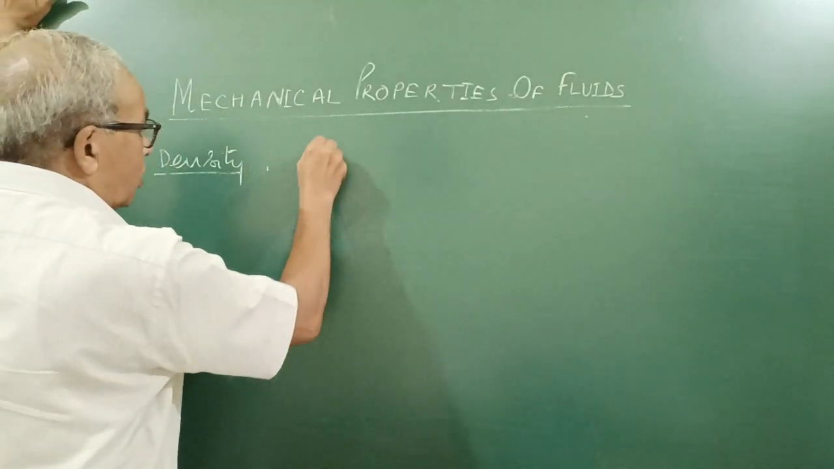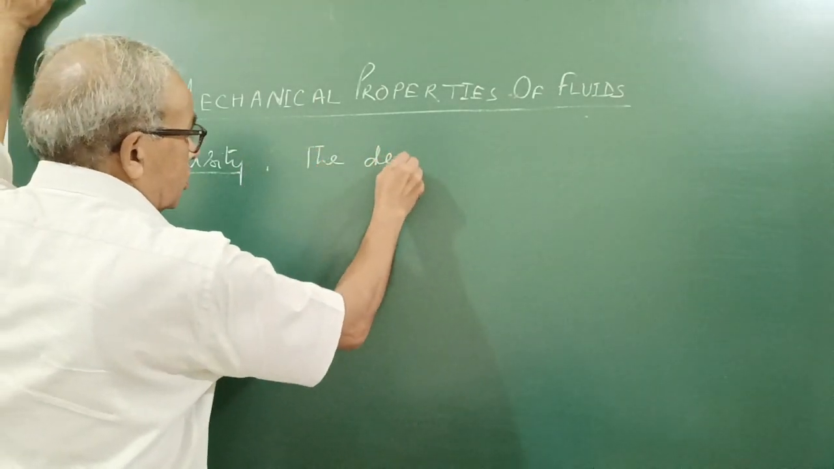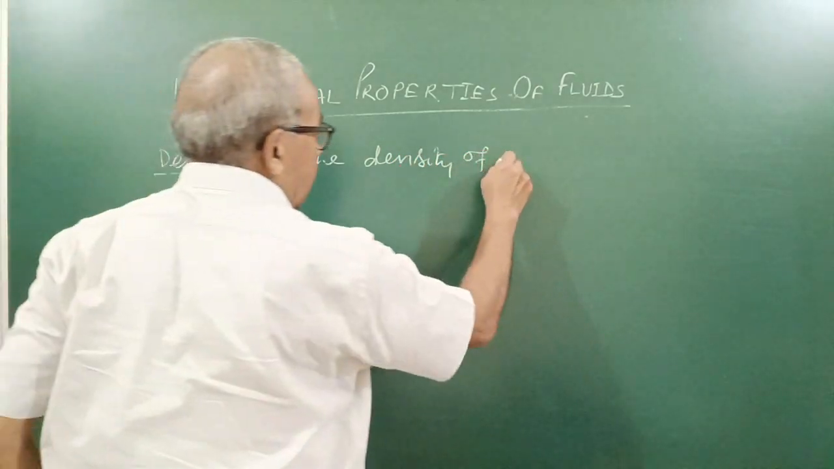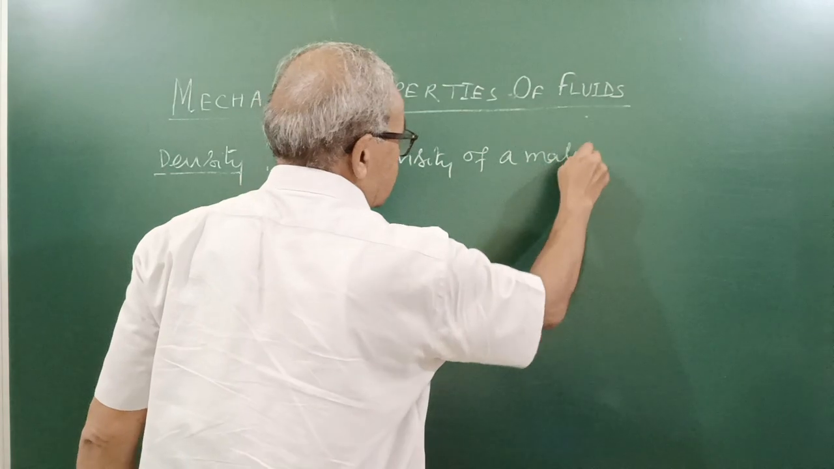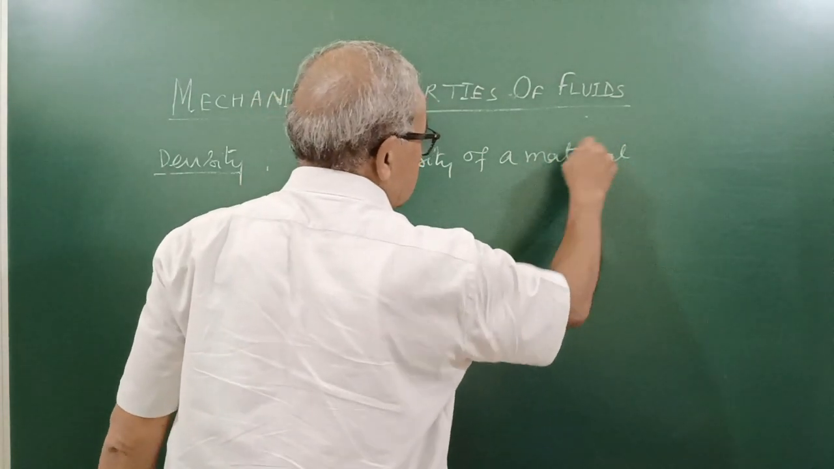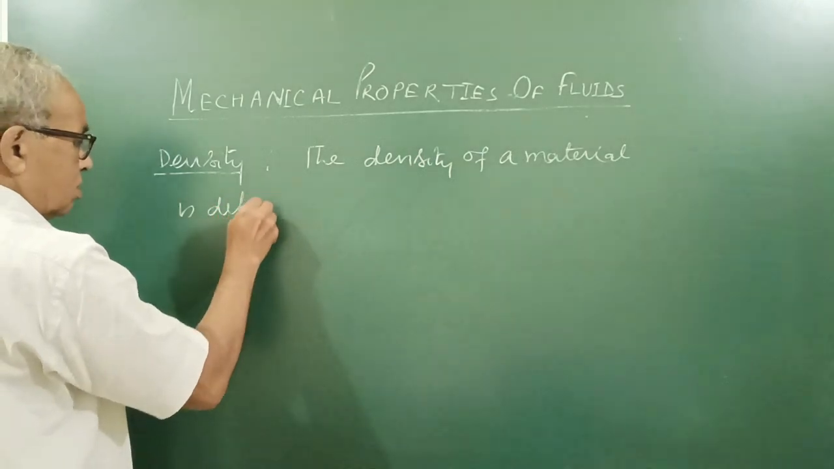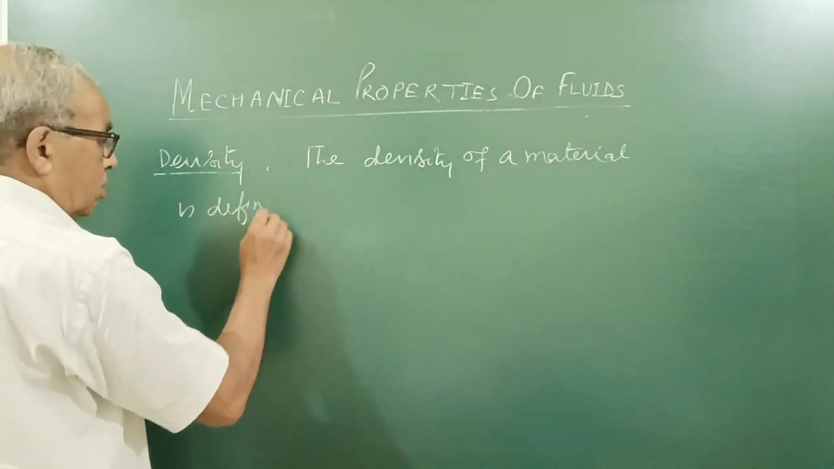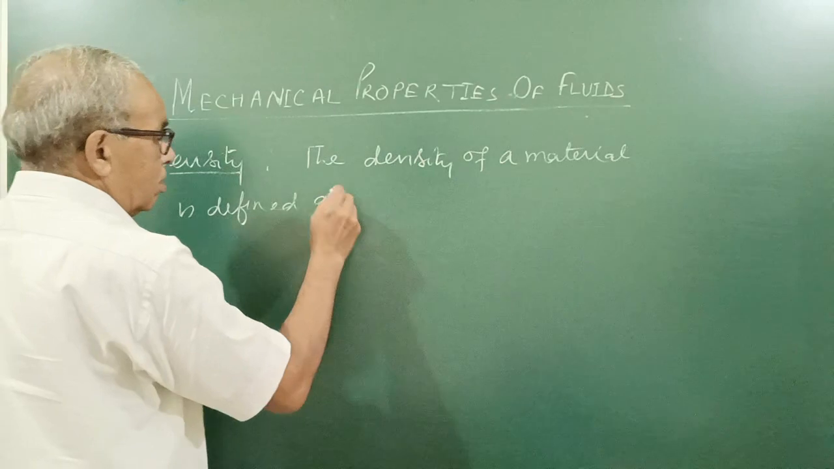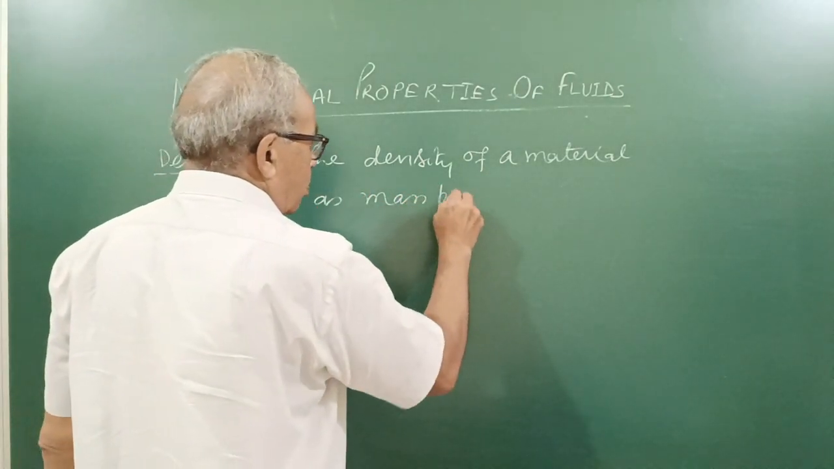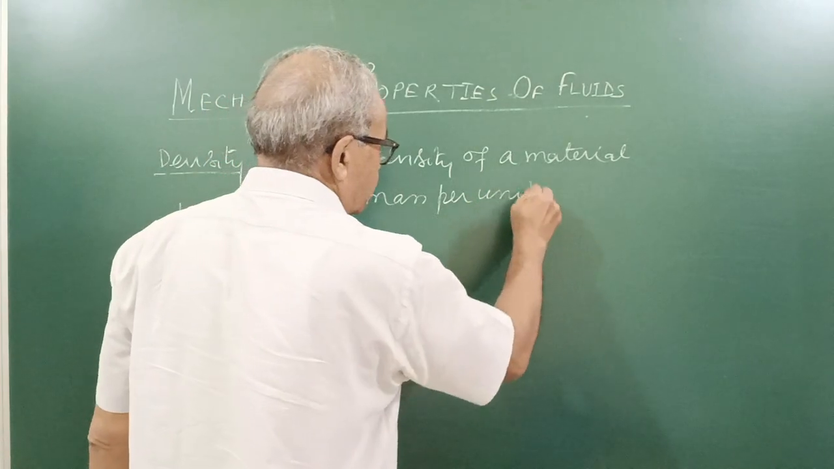The density of a material is defined as mass per unit volume.